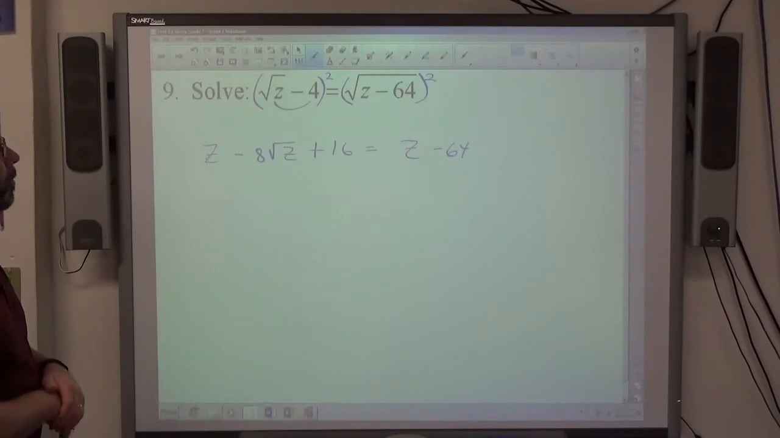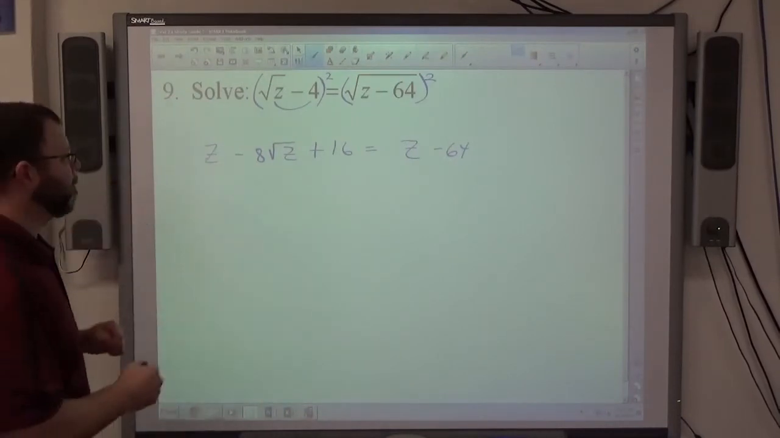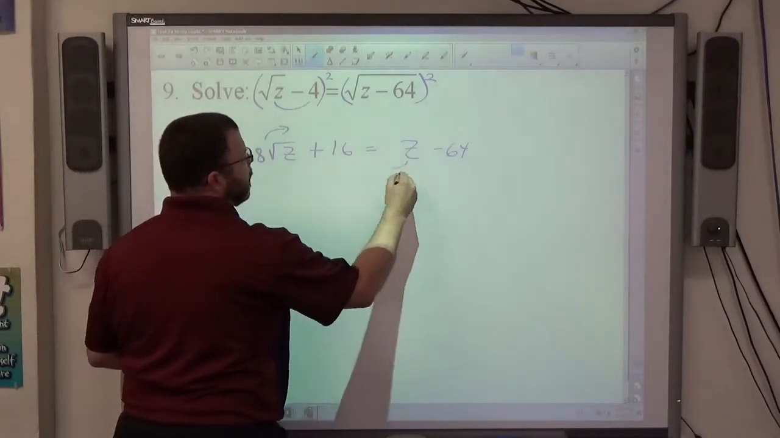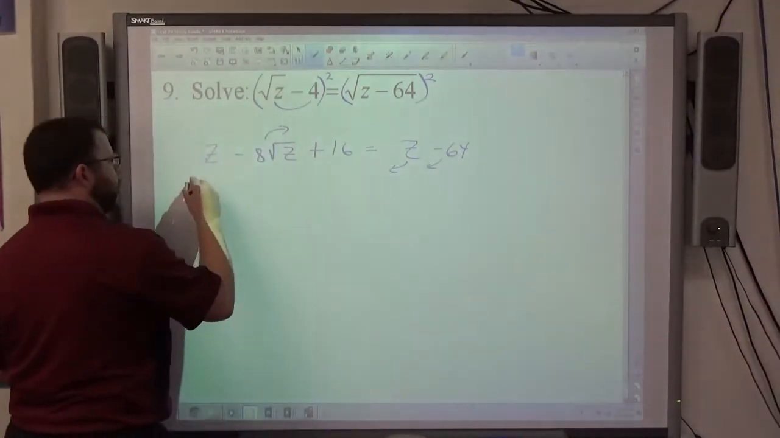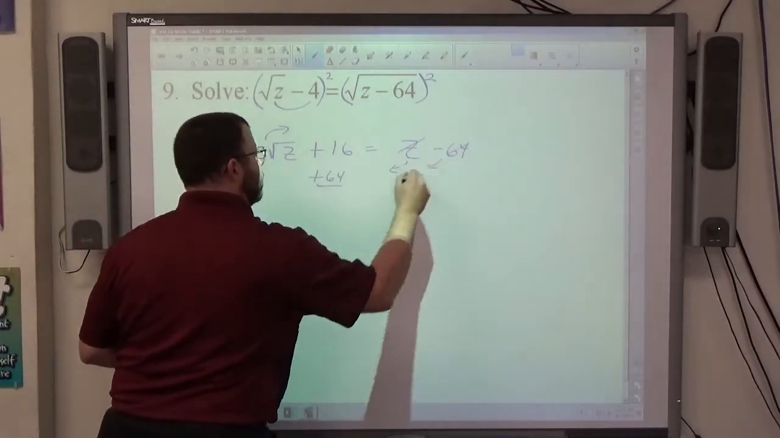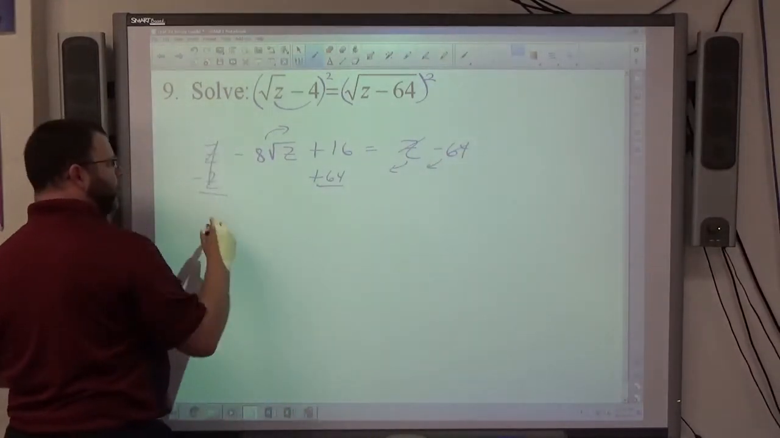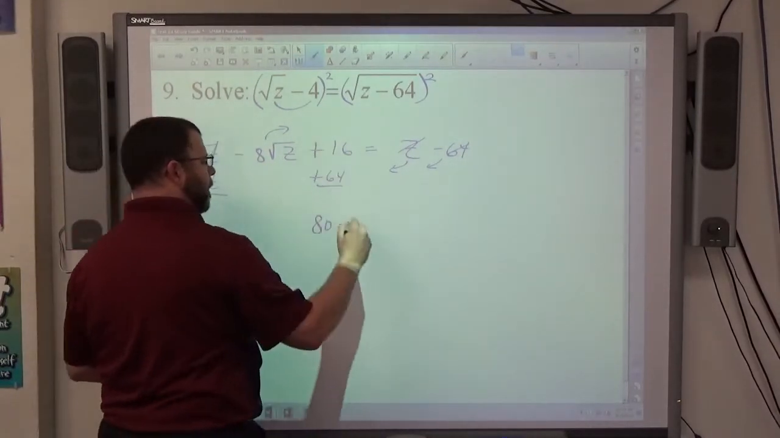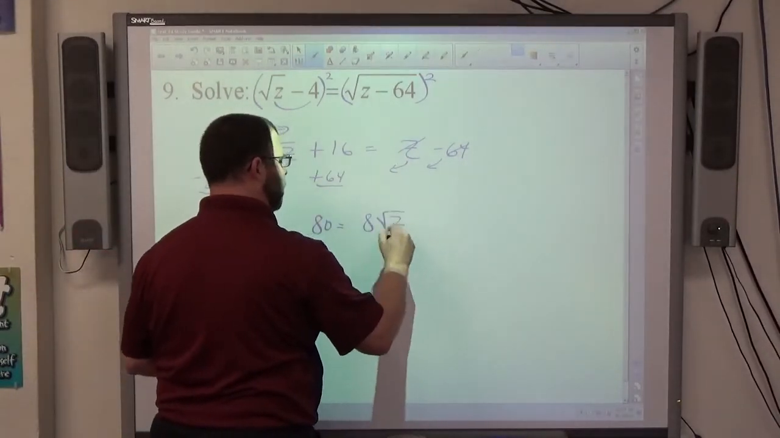That successfully got rid of one radical. We still have another one left. I like my radical to be positive, so I'm going to move the 8 squared to z to the right. I'll move the z and the 64 over to the left. So minus z plus 64. These cancel, so I'm going to get 16 plus 64 is 80. Moving that to the right becomes positive 8 square root of z.